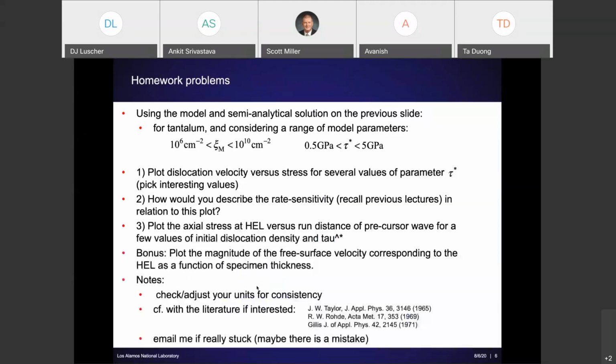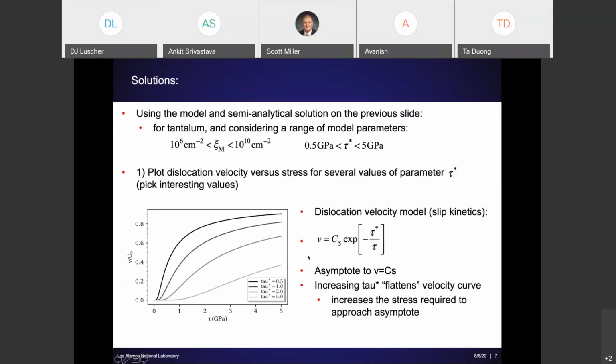Okay, so then I put out several specific problems or questions. First, just plot that dislocation velocity versus the stress for several values of the tau star parameter, just to get a feel for how the parameter and the shear stress affect the dislocation velocity. The first solution is pretty easy. I gave you the expression, and I'm just asking you to plot that for different values of tau star, and I gave a range from 0.5 GPa to 5 GPa.